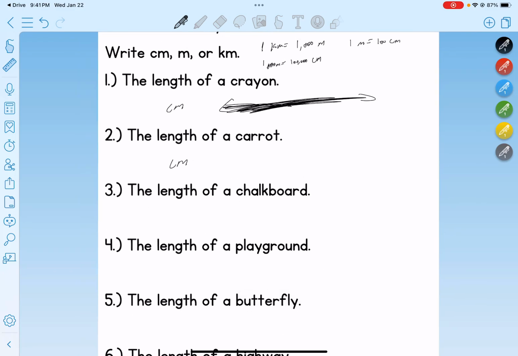The length of a chalkboard. A chalkboard is very big. It's what teachers use to write equations on, like a math teacher would use the board to write an equation with chalk. So we would like to use meters because 1 meter is around 2 feet, and an average chalkboard is way over 3 feet. So we want to use meters instead of centimeters, but it's still not big enough to use a kilometer.